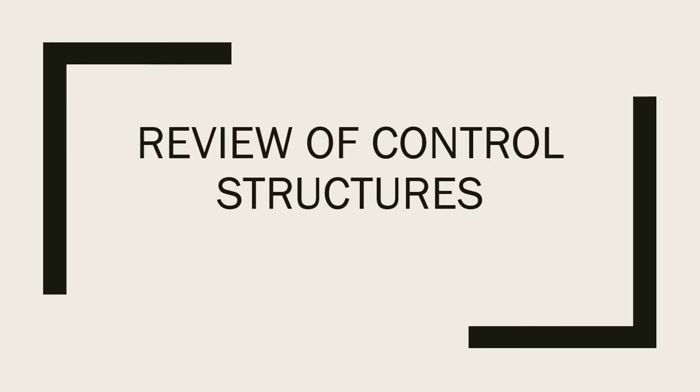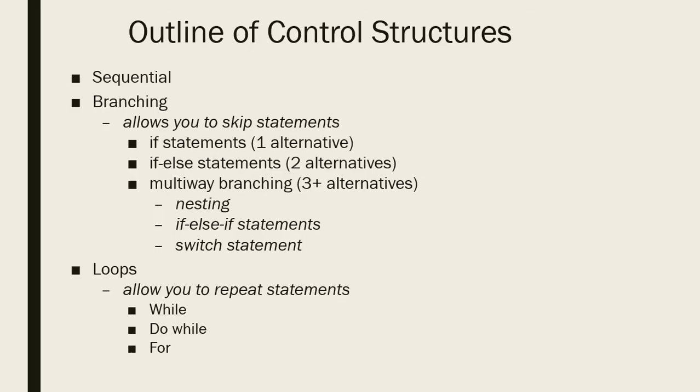Okay, today we're going to conduct our review of control structures. As you'll remember, we've got an outline of these things. Sequential control structures, you don't skip any, you don't repeat any, you just do everything in order. Branching structures allow you to skip statements, we have a variety of those, and loops allow you to repeat statements, and we have a variety of those.